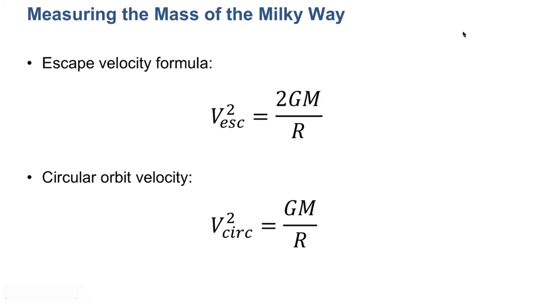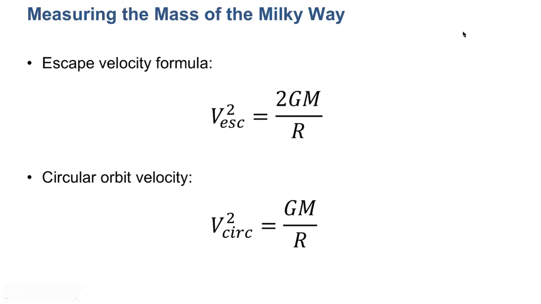And we can use the fact that we know that the more massive something is, the faster something will orbit around it at a given distance. And so if you may remember, the escape velocity formula that we talked about with both at the beginning of the semester and with black holes is the escape velocity squared is 2 times G times the mass of the thing you're trying to escape from divided by the distance from the center of that thing.